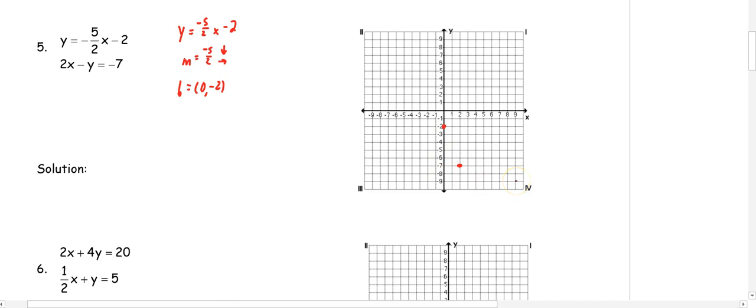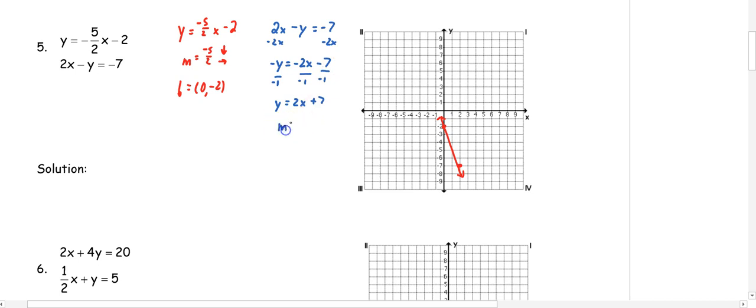And I only have one dot that fits going this way, so I'm just going to connect those two dots to make my line. My second equation is 2x minus y equals -7. So I need to solve for y. So the first thing I'm going to do is subtract 2x from both sides. So I get -y equals -2x minus 7. And I'm going to divide everything by -1. So y equals 2x plus 7.